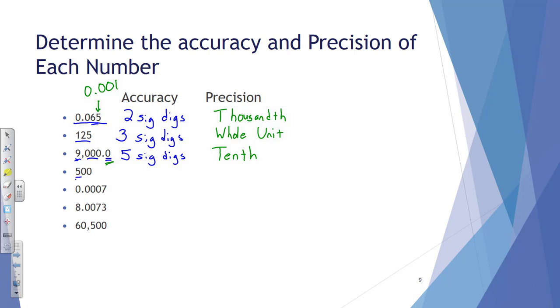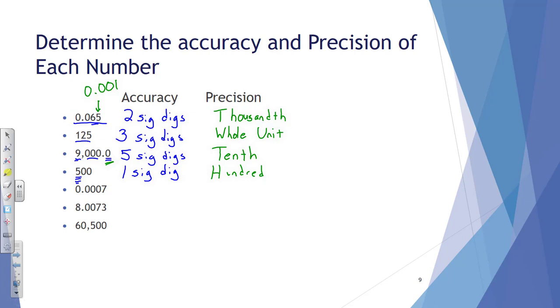500. That 5 is significant, but the zeros are not. They've probably been rounded. We only have 1 sigdig in that number. How precise is it? Well, where is that 5? That number has been rounded off to the nearest 100.